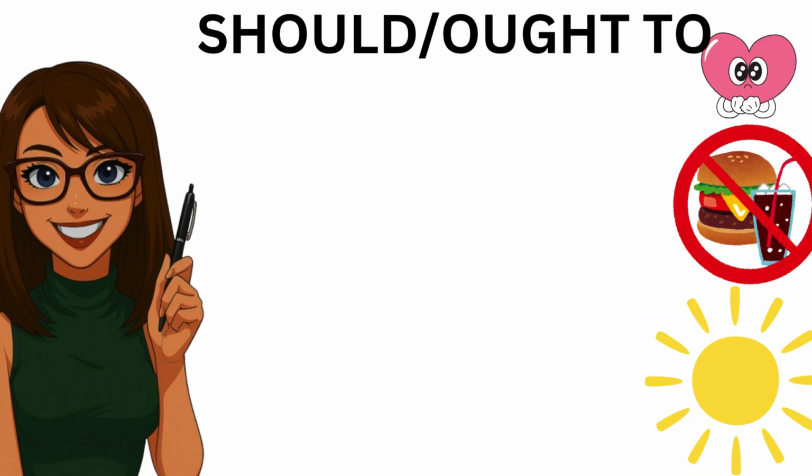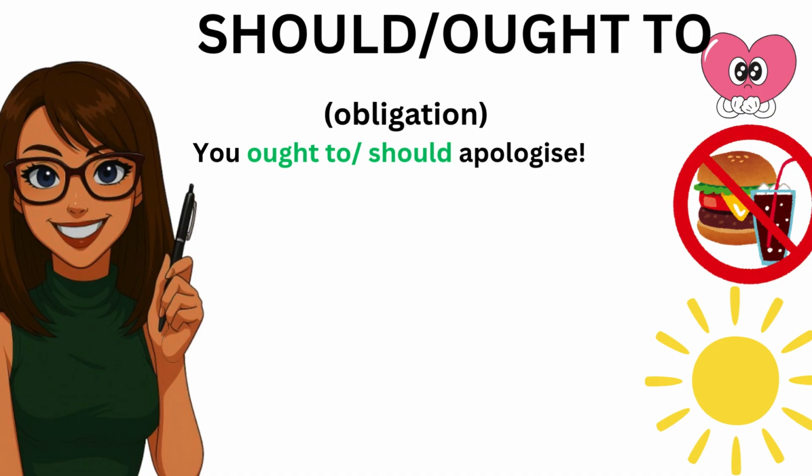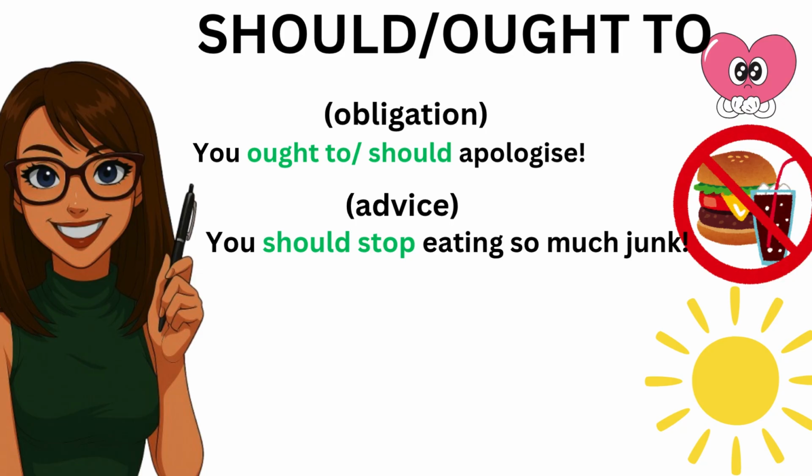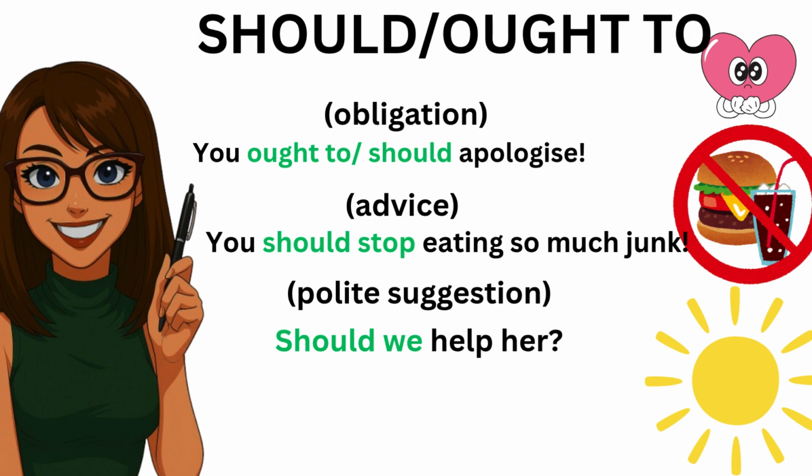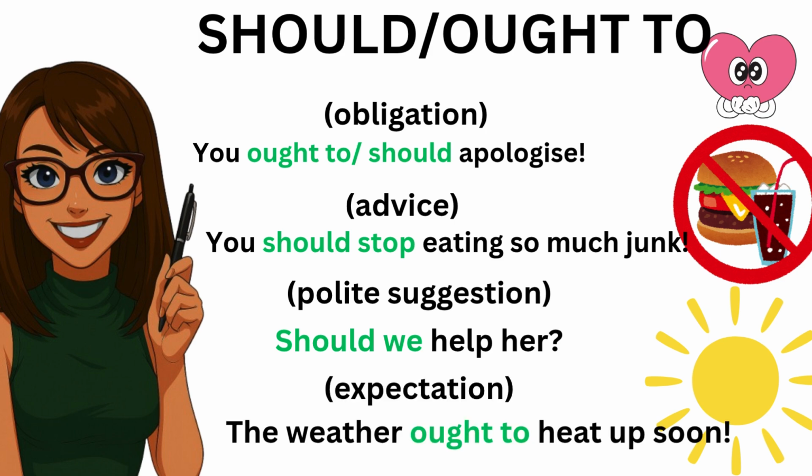Should and ought to. First, we can use should and ought to show obligation. You ought to apologize. We can use them to give advice. You should stop eating so much junk. To make polite suggestions. Should we help her? And to show what we expect to happen. The weather ought to heat up soon.